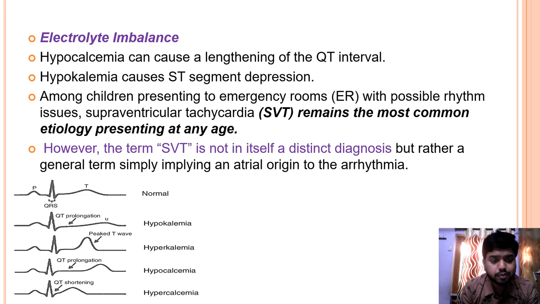Then electrolyte abnormalities can cause ECG changes: hypocalcemia lengthens the QT interval, hypokalemia causes ST segment depression. And children presenting to the ER with possible rhythm issues: SVT remains the most common etiology. Yes, in pediatrics, the most common rhythm abnormality, especially tachycardia, is usually supraventricular tachycardia.